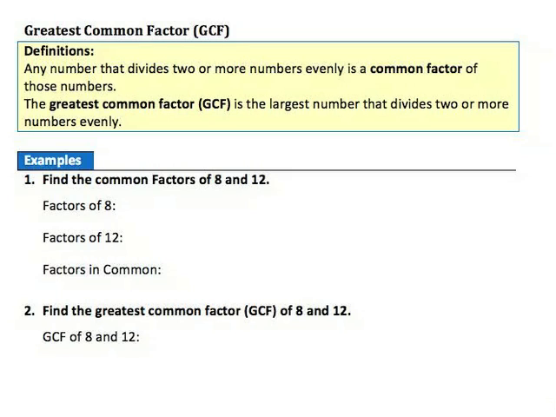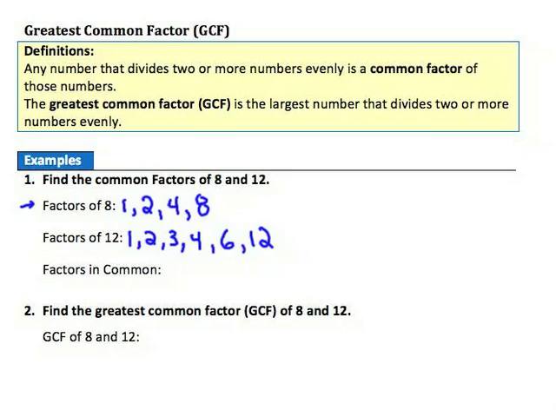Well, first thing we're going to do is list the factors of 8. Well, 1 divides into 8 evenly, so it's a factor. 2 divides into 8 evenly. 4 divides into 8 evenly. And 8 will also divide in there evenly. So those are the factors of 8. With 12, we have 1, 2, 3, 4, 6, and 12. So quite a few factors for 12.